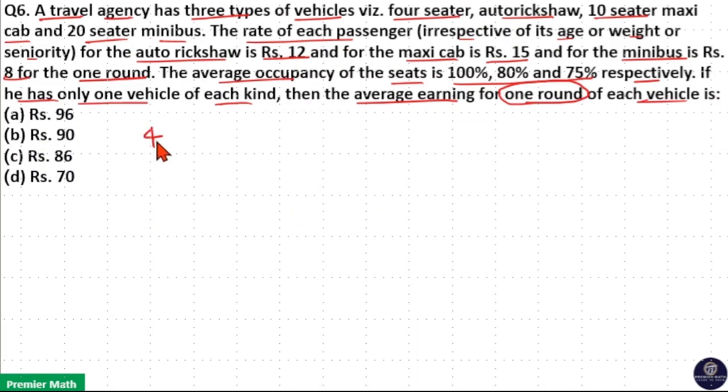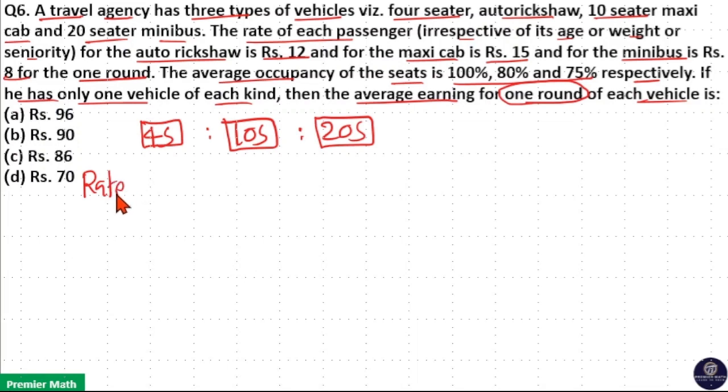Here, a travel agency has a 4-seater auto rickshaw, a 10-seater maxi cab and a 20-seater minibus. Now, the rate for the auto rickshaw for 1 round is rupees 12, the rate for the maxi cab for 1 round is rupees 15, and the rate for the minibus for 1 round is 8. Now the occupancy of seats. Here for the auto rickshaw, 100% of seats are occupied.